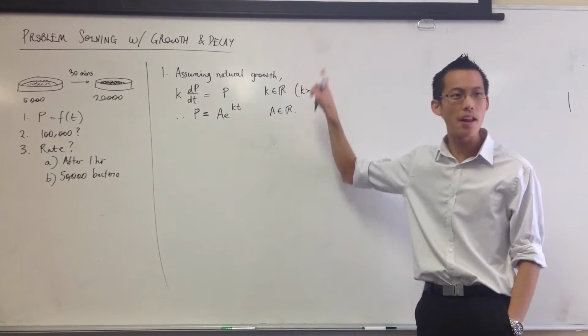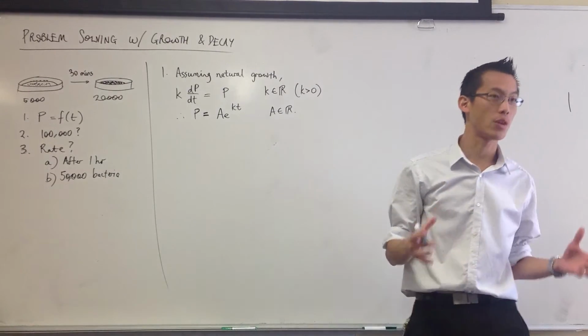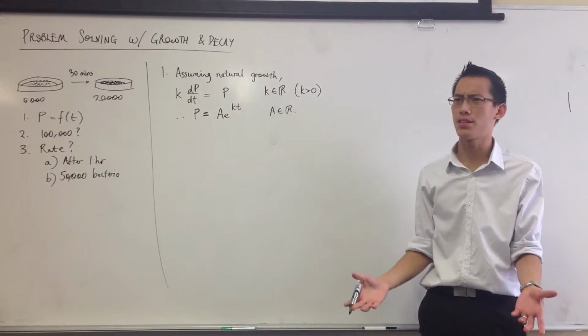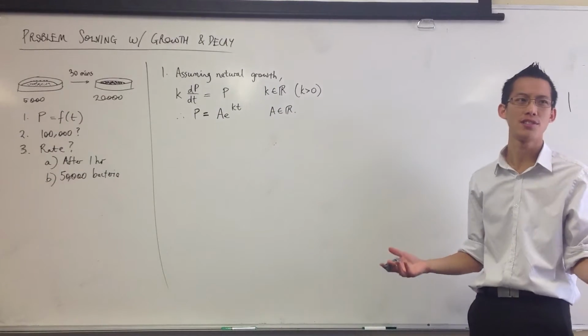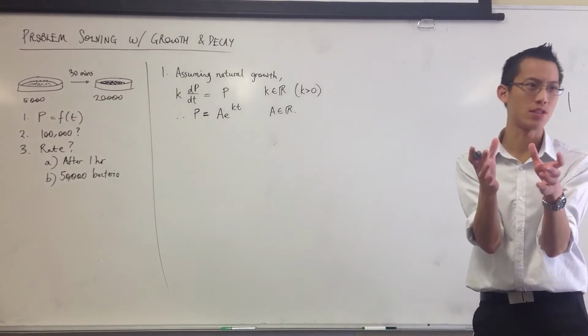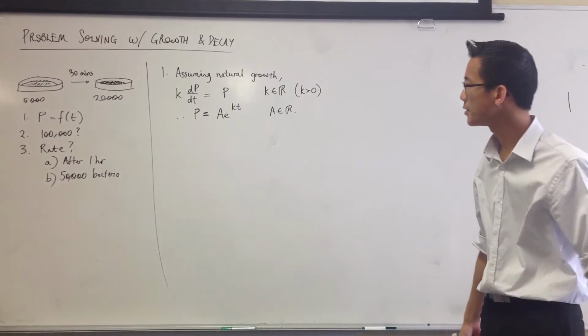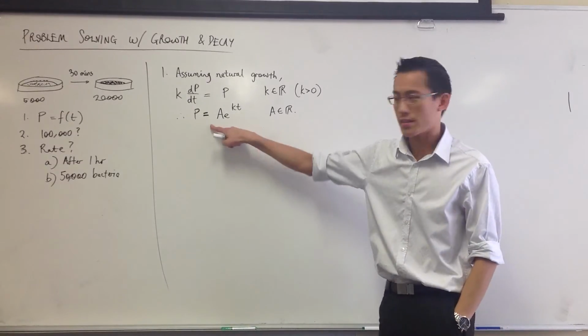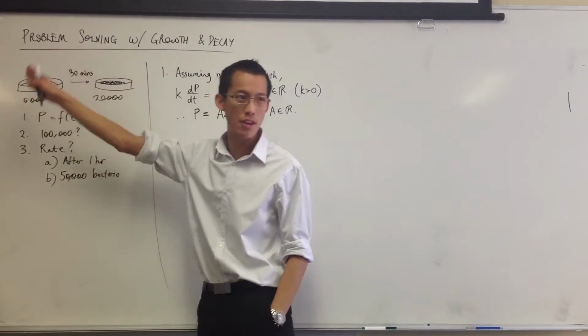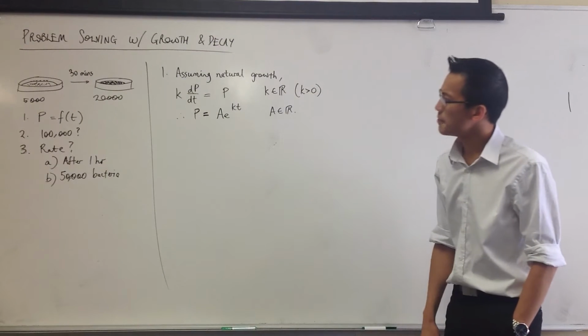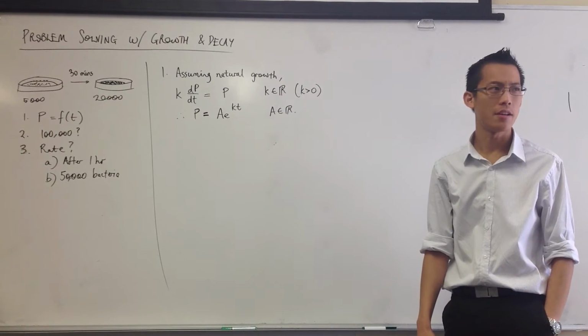Now, with these two unknowns, I'm going to use the information in the question to work out what they are, in very much the same way that you use initial conditions to work out what the constant of integration is in a motion question. So, using this as our starting point, and these pieces of information here, how am I going to work out what my A and my K are?